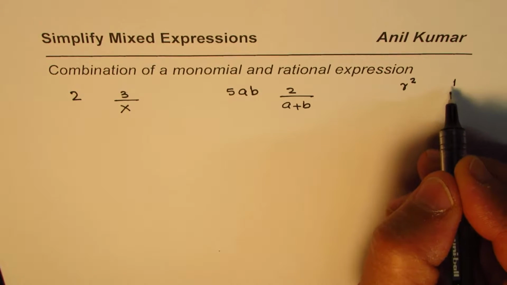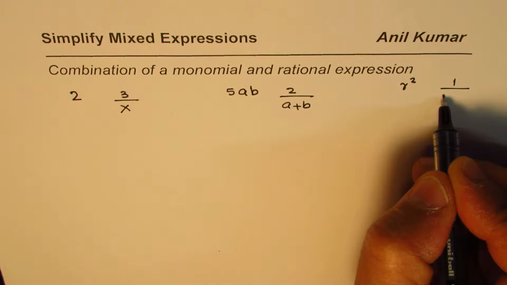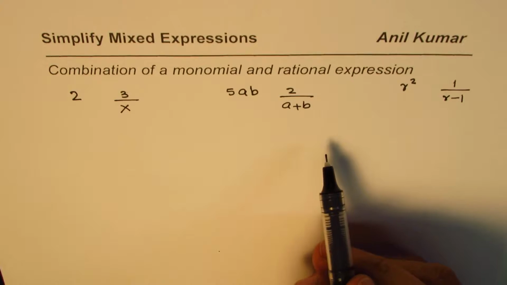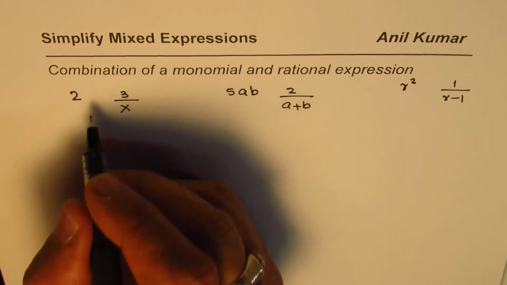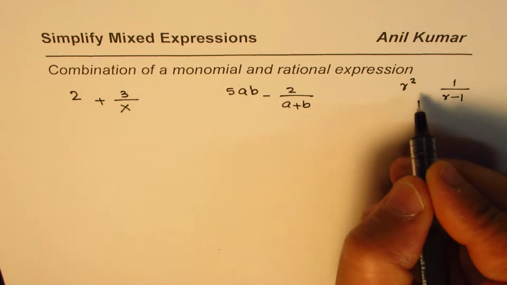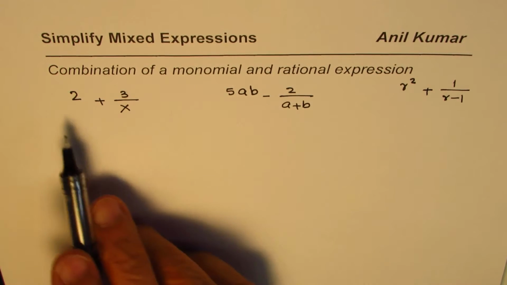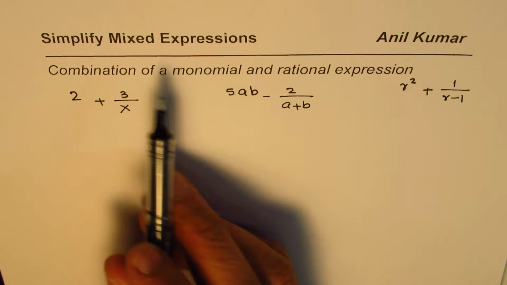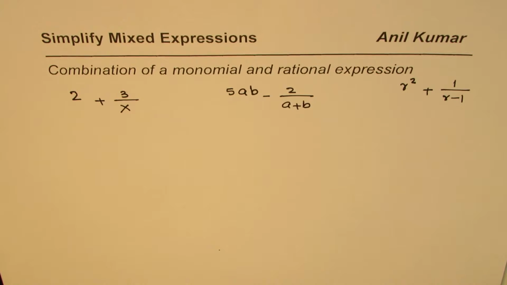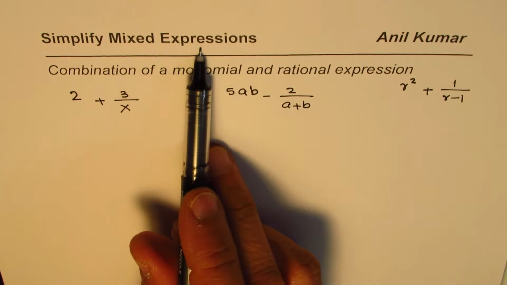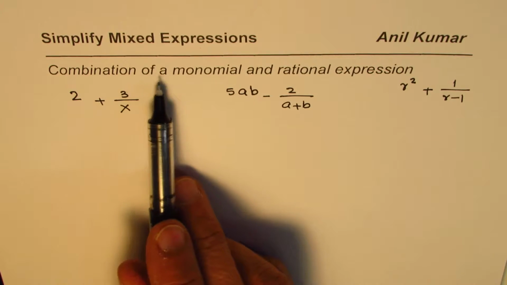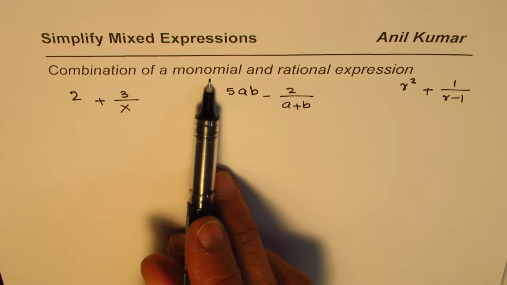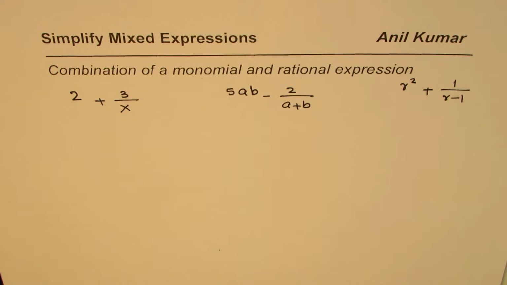It's better to write in terms of r. Let's say 1 over r minus 1. Okay, so we just created our own rational expressions. I could add them or subtract them, some operations, right? Let's say add and subtract. So we can have this kind of operation, and once we have both of them together, we call them mixed expressions, correct? So I hope now you understand what mixed expressions are. These are combinations of a monomial and a rational expression. So the first term I've taken as a monomial, the second term is a rational expression, correct?